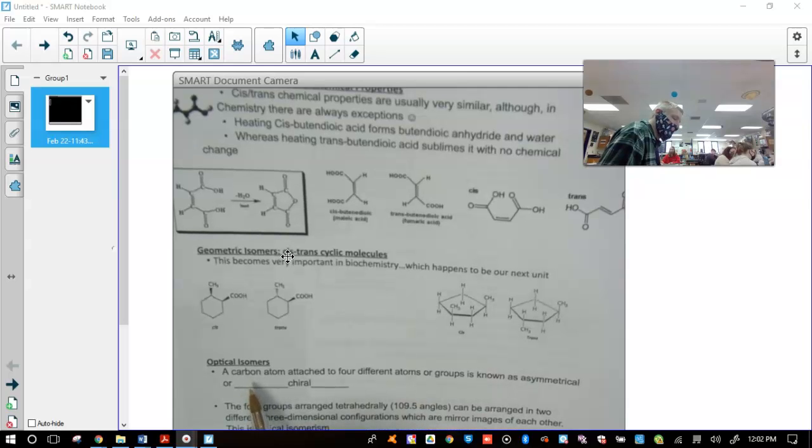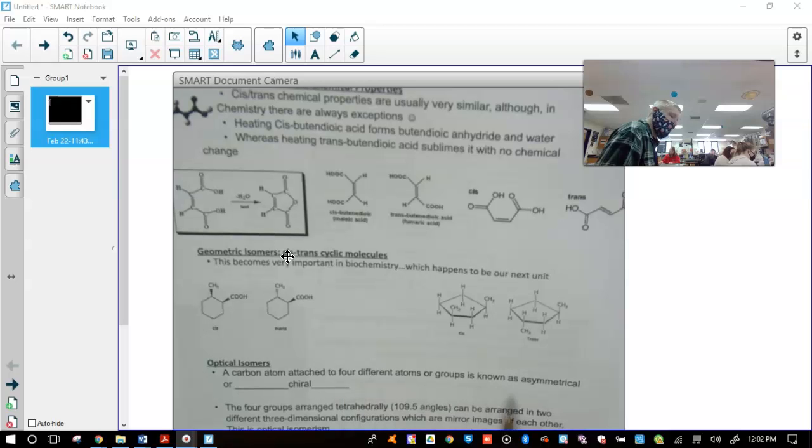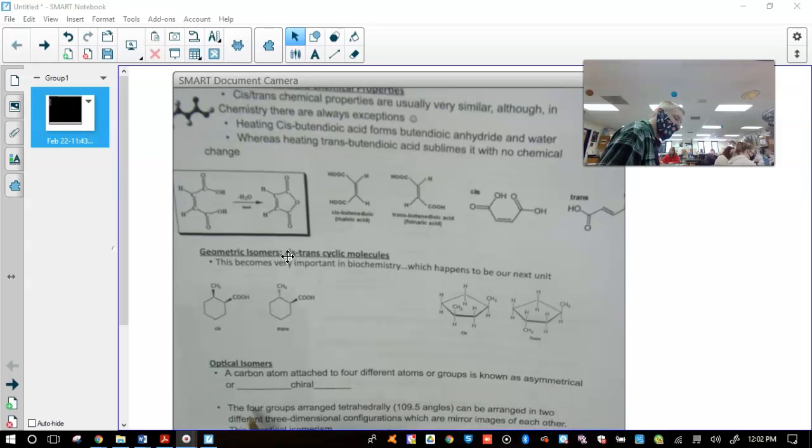Finally, optical isomers. A carbon atom attached to 4 different atoms or groups is known as asymmetrical or chiral.